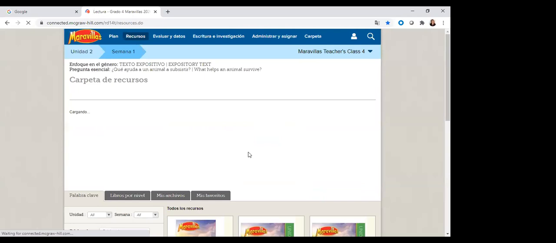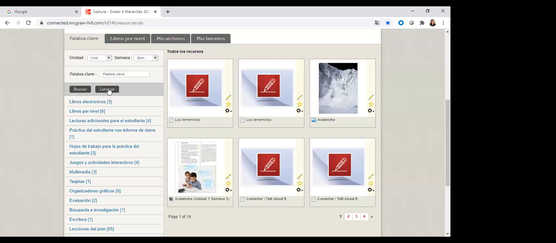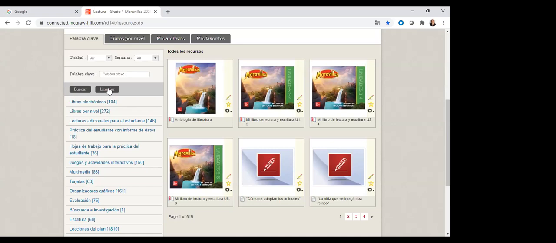So under me, las carpetas de recurso, you have your e-presentation there, and then you have filtering options to access all of the resources. You can filter these resources by unit and week, and it's just going to show you what is available for that week. A lot of these we have already pulled out for you in that e-presentation. You can rest assured of that.